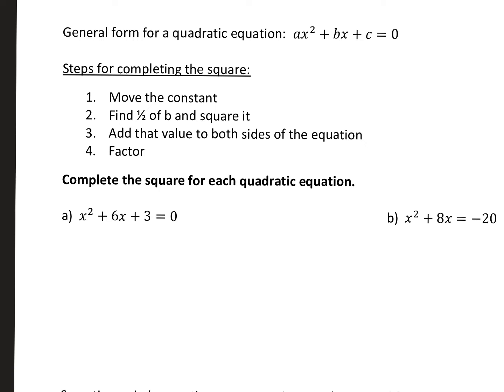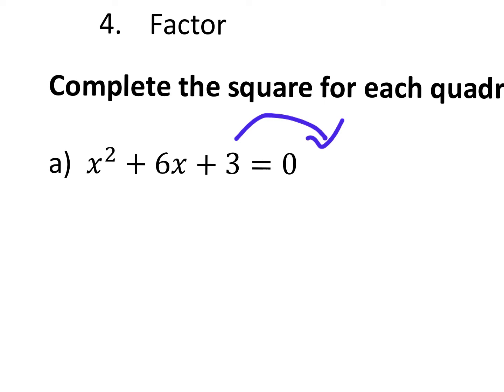So what you're going to do, you should always get in the habit of doing the same thing every time. The first thing you want to do, like it says, number 1, move the constant to the other side. So if I move the constant to the other side, this becomes x squared plus 6x, and then equals, when I move 3 over, it becomes negative 3, right? You guys with me? Yeah.